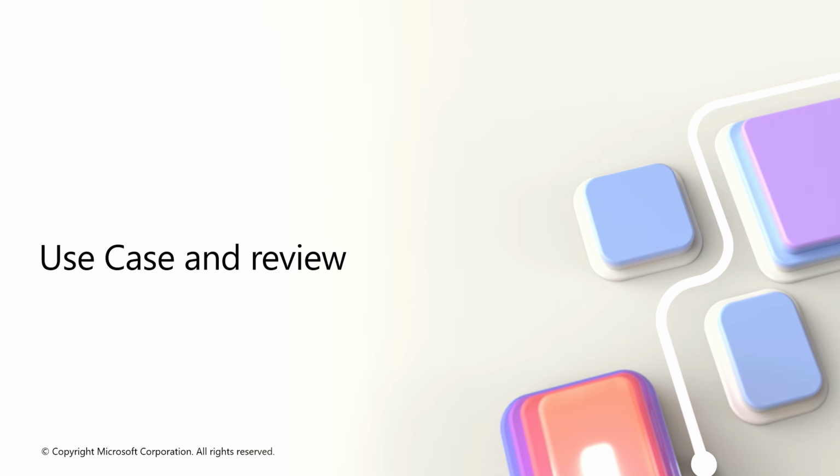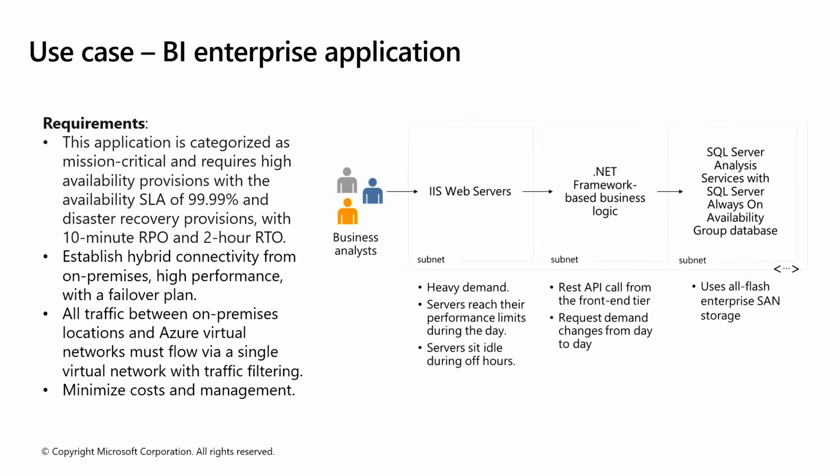Let's review what we have learned. Let's take a BI enterprise application, for instance, that we're looking forward to migrating. We have the following requirements. This application is categorized as mission critical and requires high availability provisions with an SLA of 4 nines. It also requires disaster recovery provisioning with 10 minutes of recovery point objective and 2 hours of recovery time objective.